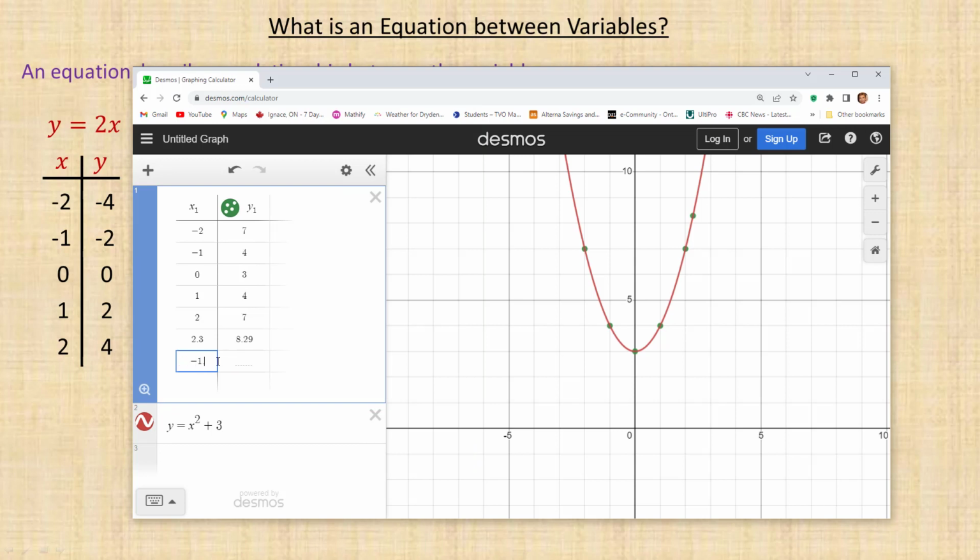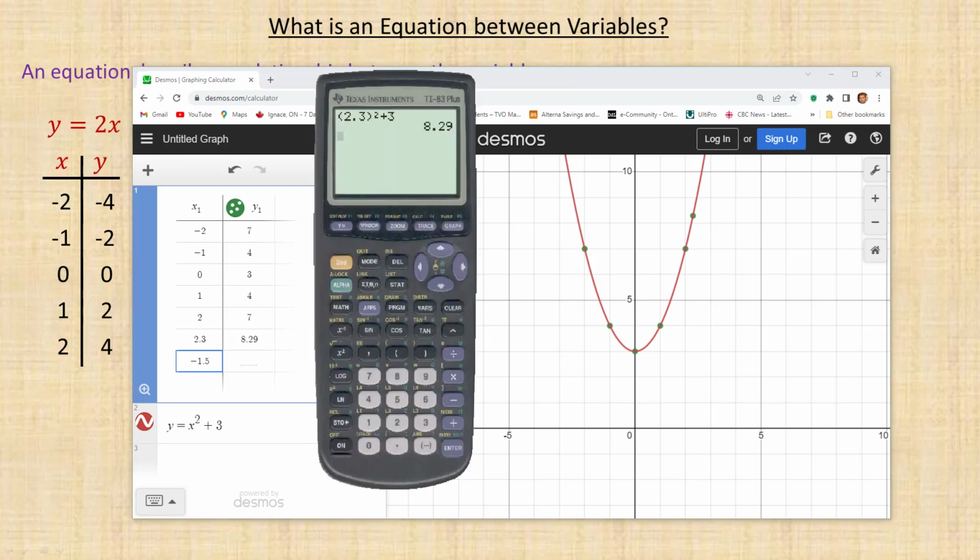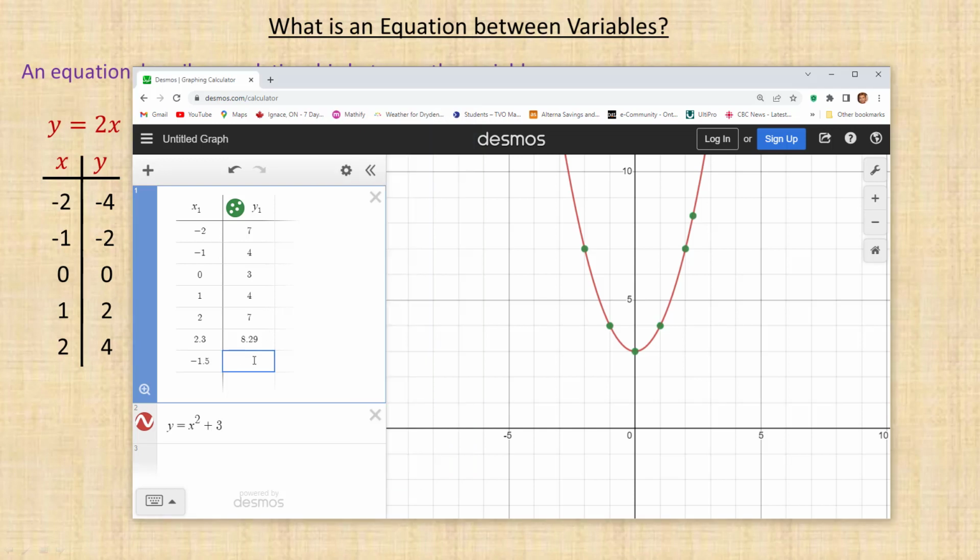So for example, if I had another point, let's say I substitute an x value of negative 1.5 in. If I want to find the y coordinate that goes with that, I can just bring my calculator back and go negative 1.5 squared plus 3, of course. It gives me 5.25. So if I put 5.25 in here, there's that ordered pair, negative 1.5, 5.25. Again, that ordered pair satisfies the equation because it makes the equation true.